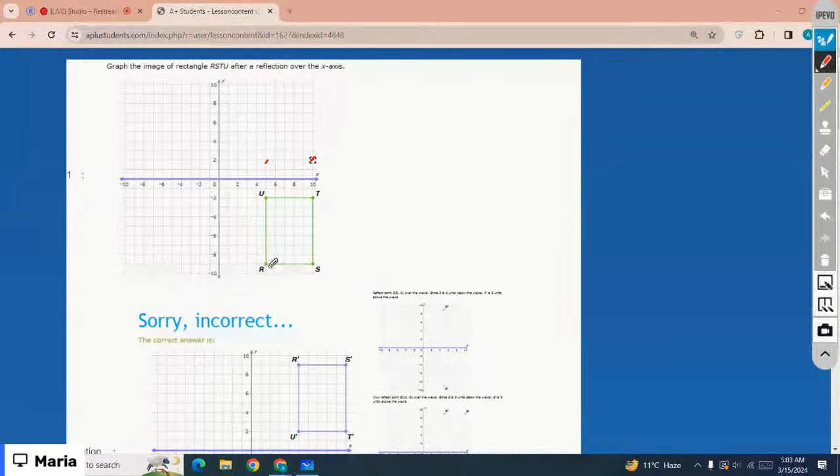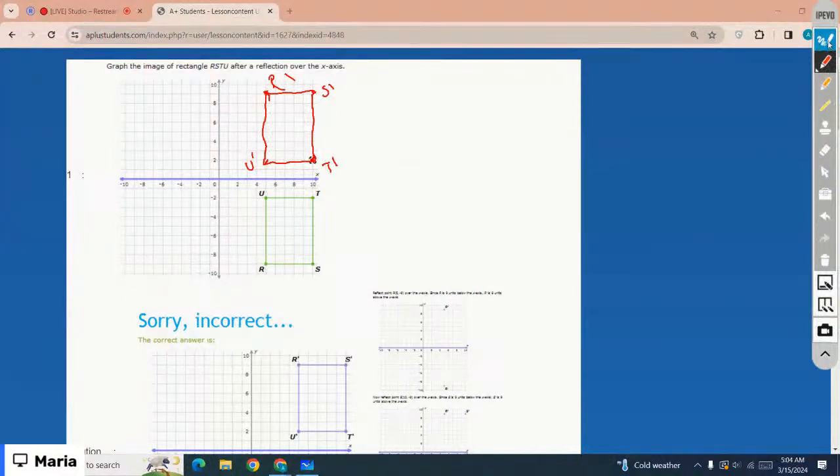R is 5 and 9, and S is 10 and 9, right? So just join all these and that is the reflected image. That is U dash, T dash, S dash, R dash, right? That is the reflected image. Got it?